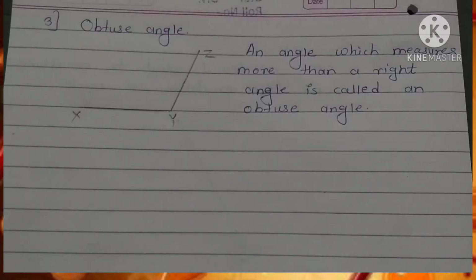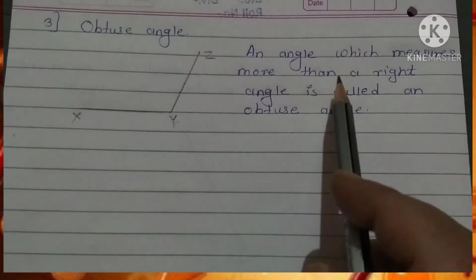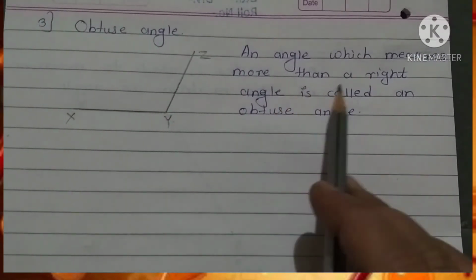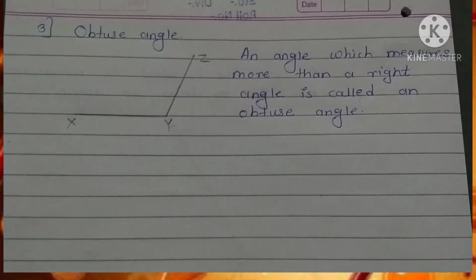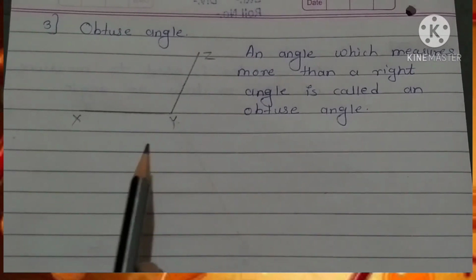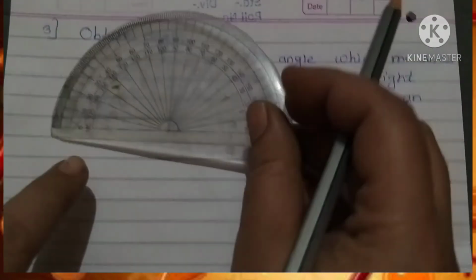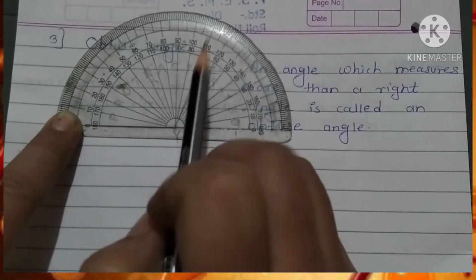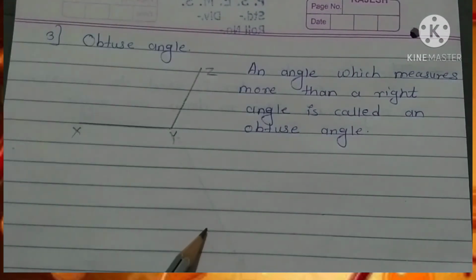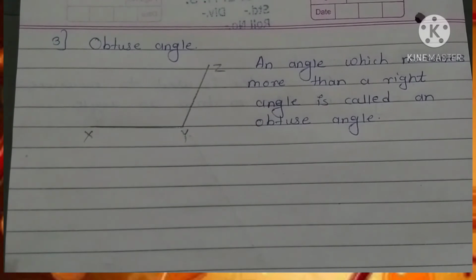Now the third type is the obtuse angle. An angle which measures more than a right angle is called an obtuse angle. This means its measurement is more than 90 degrees. See, if we measure this angle, its measurement is more than 90 degrees. So this type of angle is called an obtuse angle. So these are the 3 types: right angle, acute angle and obtuse angle.